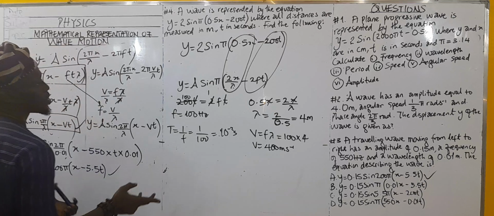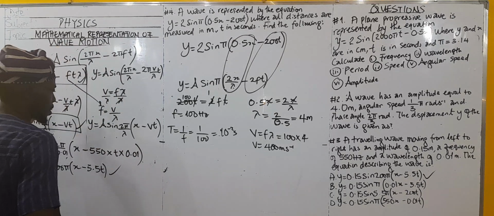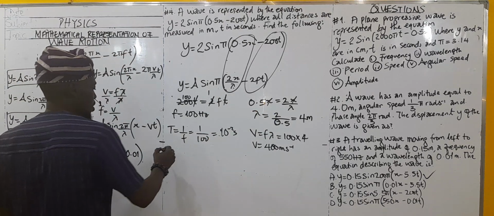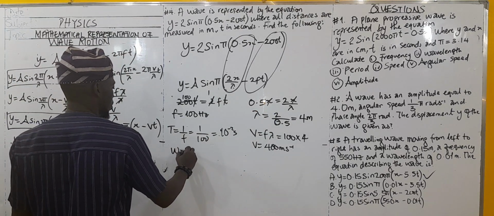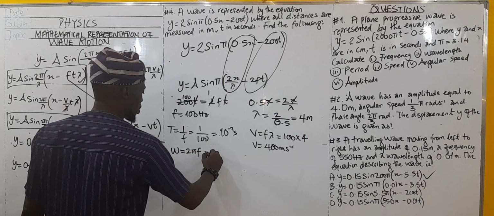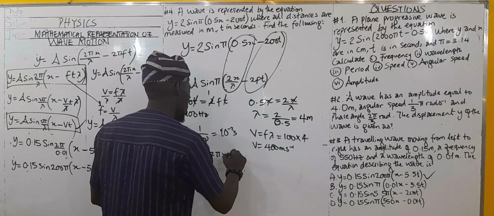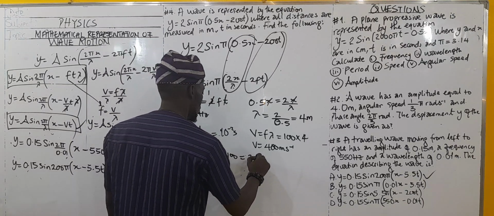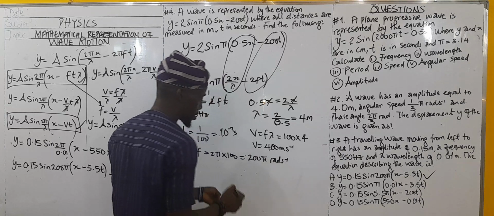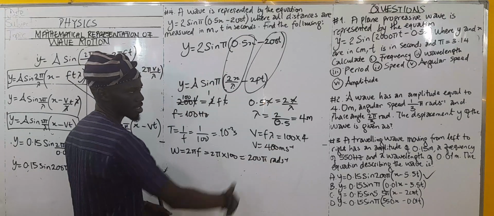Now sometimes they can give you the speed. I think I've explained everything already. Okay? So angular speed, omega equals 2 pi f, right? 2 pi times f, which is 100. So my answer is 200 pi rad per second. You can decide to put the value for pi. I think we know it like this.